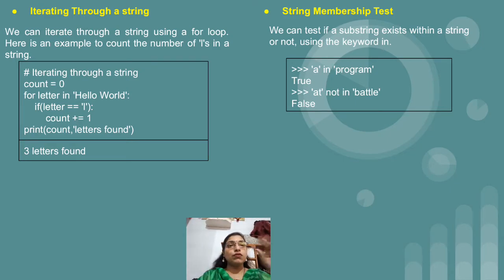So just write down the for, then take a variable, then in, and after the in keyword whatever value or variable you want to take. So now we have provided the string manually within single quotes. Then we put a colon. If we want to count the number of times L is there, we write the condition as if letter equal to 'L' within single quotes, then count plus plus. Means once we get the letter L, only then we will increase the value of the count variable by writing count plus equal to 1.